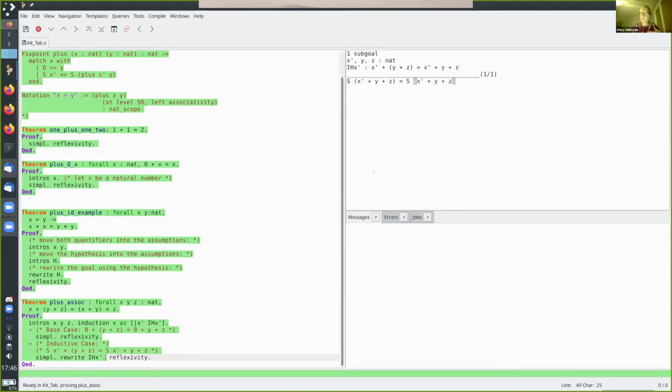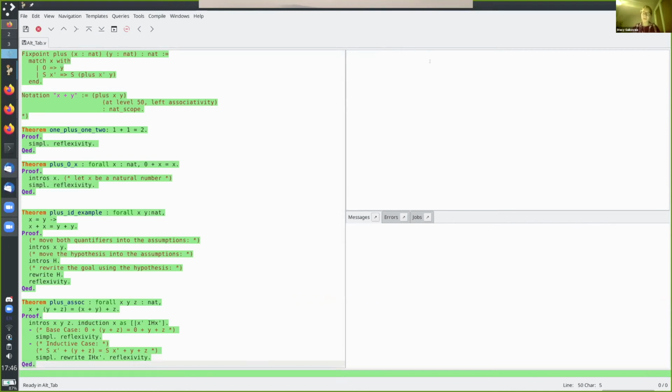The rewrite proceeded as expected. Now we have the same thing on the left-hand side and the right-hand side. We can call reflexivity. And Coq tells us you have no more sub-goals, which means our proof is complete and we can type QED and finish our proofs.